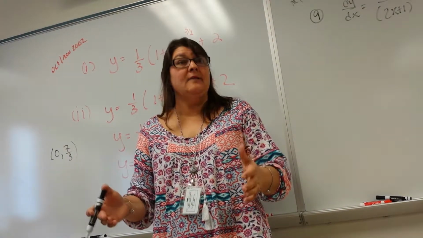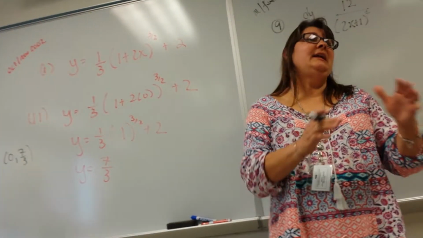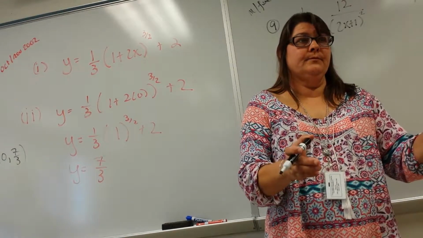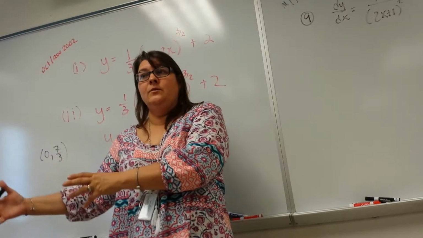Plug my x value in. The x value would give me the slope of any tangent line. But I'm looking for a normal, so it'd be the opposite, the opposite reciprocal. So we're eliminating step one where we had to take a derivative.